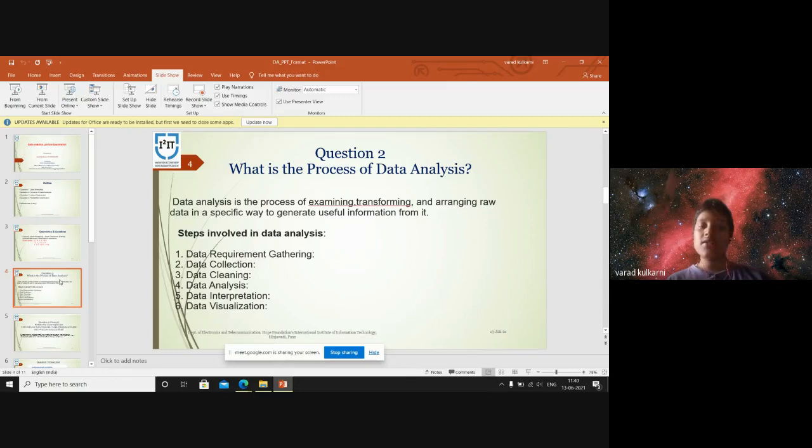In the next step, that is data analysis, the data which is completely for our use is analyzed over here. And in the next step, data interpretation, the analyzed data is interpreted in a graphical manner. And in the last step, that is data visualization, we will get a specific output or a unique solution of the data which is interpreted.